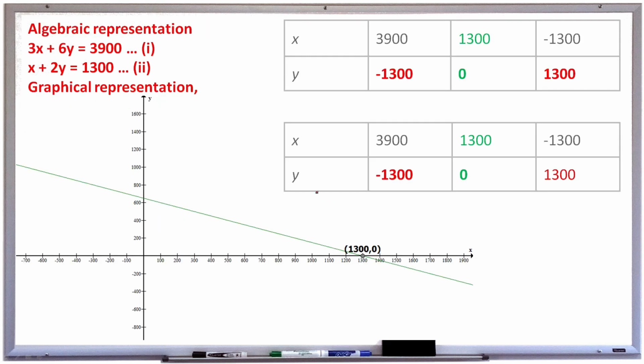Now we are going to represent in algebraic representation. 3x plus 6y is equal to 3,900, and x plus 2y is equal to 1,300. These two equations we are going to represent graphically. Now we are getting the points. This point we are going to locate on the graph. 1,300 comma 0, you can find on the x-axis 1,300 comma 0, and here also 1,300 comma 0. These two values are actually intersecting at the common point 1,300 comma 0, and the remaining points in this graph you can represent.